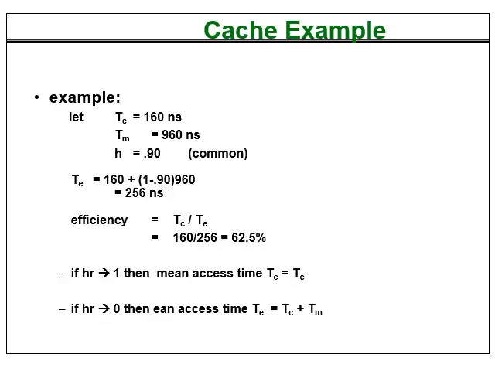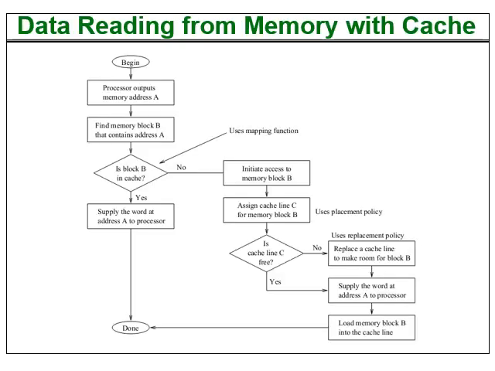This is another example of the cache memory calculation. If TC is equal to 160 nanoseconds, TM is equal to 960 nanoseconds, and H is equal to 0.9, then this is the effective time. You can find out the efficiency like this. Efficiency is obviously TC upon TE. This is the efficiency of the cache memory. So let's see this flowchart. It basically talks about the reading of data from the memory and the cache memory.